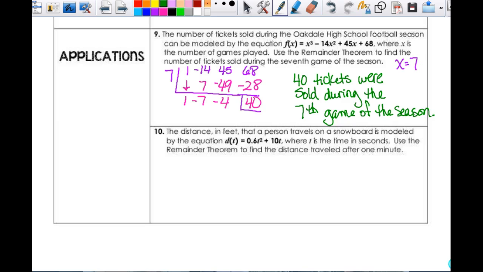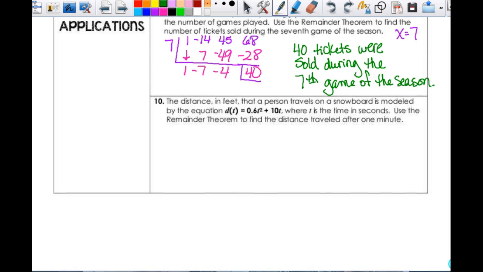All right, so then let's look at number 10. Number 10 says the distance in feet that a person travels on a snowboard is modeled by this equation, where t is the time in seconds. Use the remainder theorem to find the distance traveled after 1 minute. Okay, so my first number would be 0.6, then 10. Is that it? No, it's not. What else do I need? 0. I need a placeholder even when it's at the end because there's no constant term here, right?